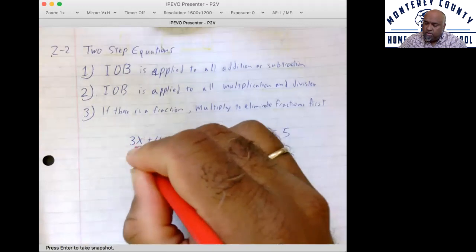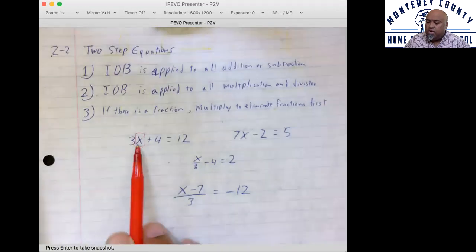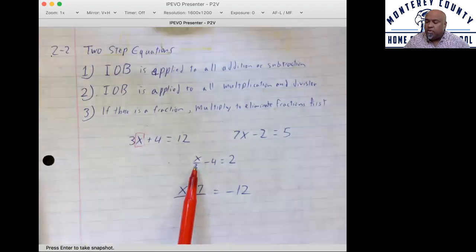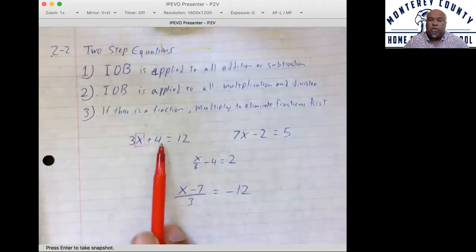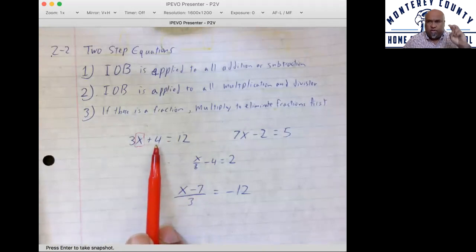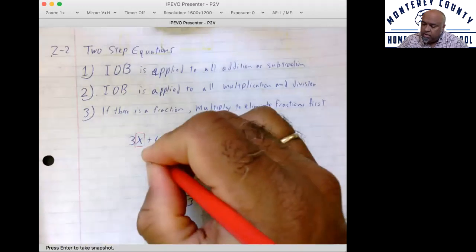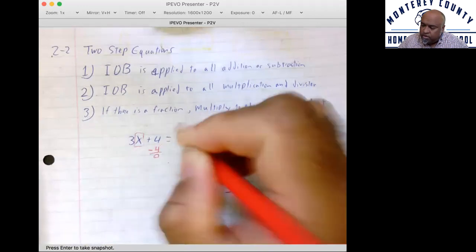So first I want to isolate the variable, of course. Now, I like to think of it this way. Multiplication and division show up much closer to the variable. So we're trying to isolate the variable, so we take away the things that are far away from the variable first, and then once those are removed, we take away the things that are close to the variable. Since plus 4 is further away than 3x, I get rid of the plus 4 first. So isolate by opposite operations: I subtract 4 from both sides.